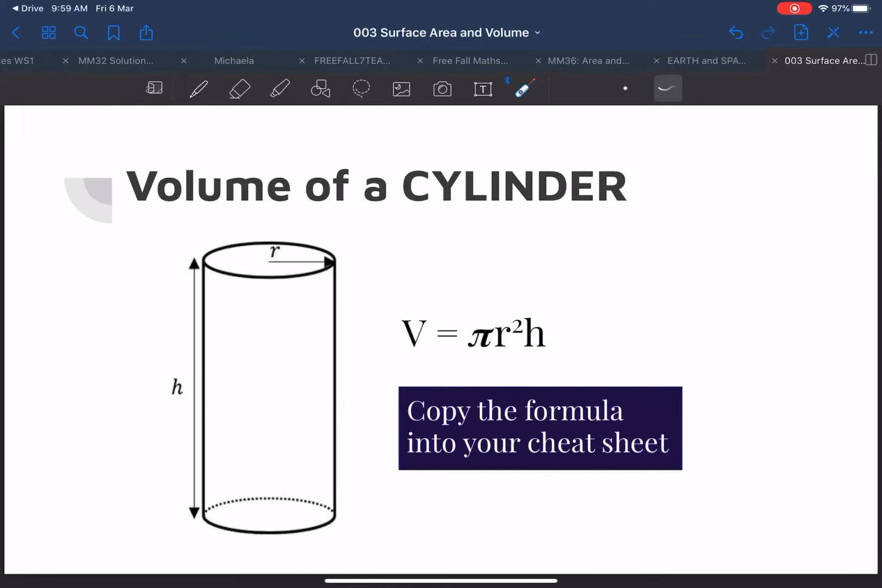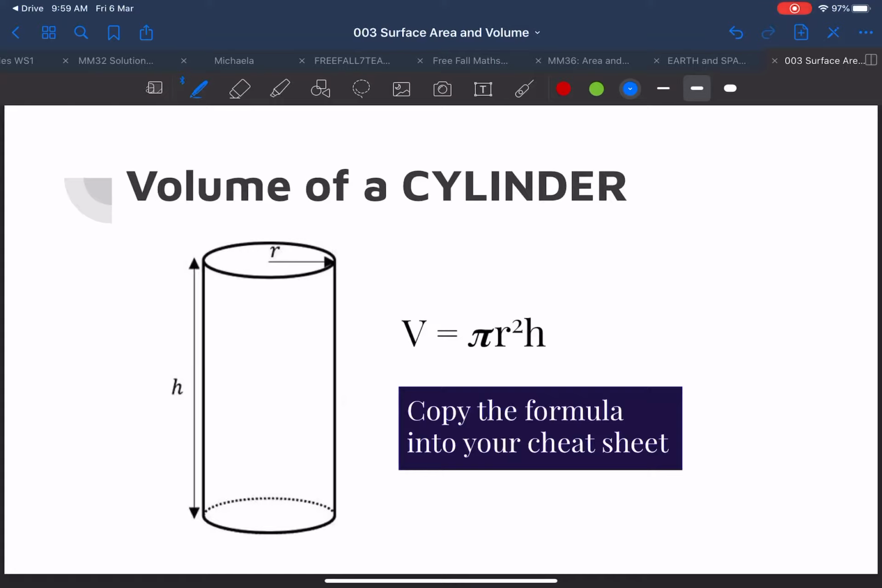Okay, so this is part 2, surface area and volume of a cylinder. Now we're going to talk about how to calculate the volume of a cylinder. Basically, it's a very simple calculation, and I always use this analogy.